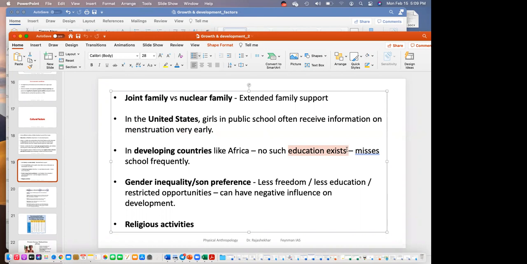girls at that age tend to miss school more frequently. Studies show that in Africa, more adolescent girls miss school than boys. That is because of a lack of education related to menstrual hygiene. Because of that, education is affected. Okay. So they're saying that indirectly, education would impact growth and development. Look at the cultural difference in what we discuss and what we don't discuss. This is the aspect we're talking about here.